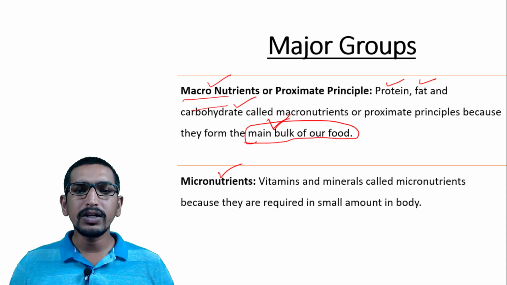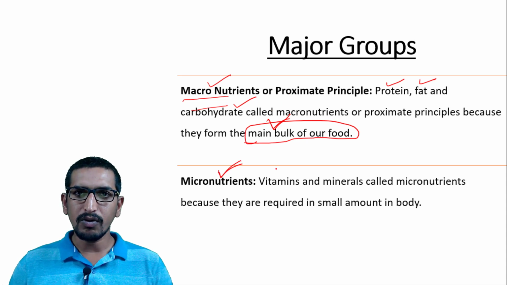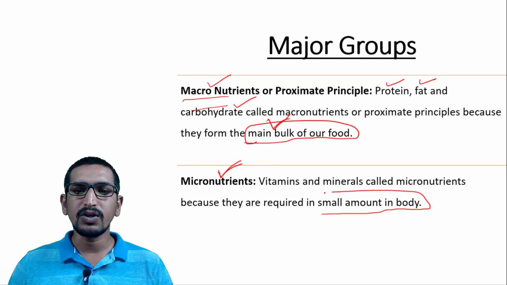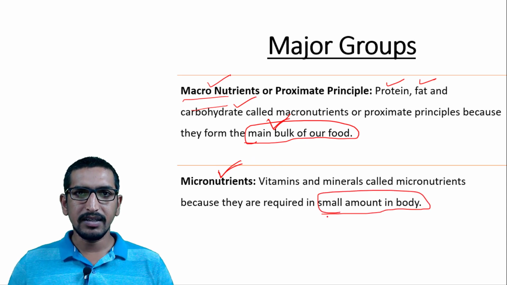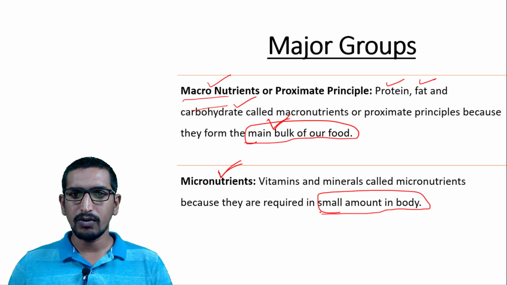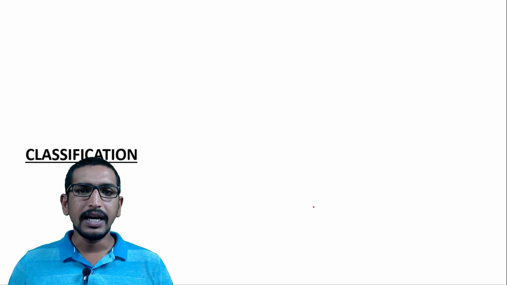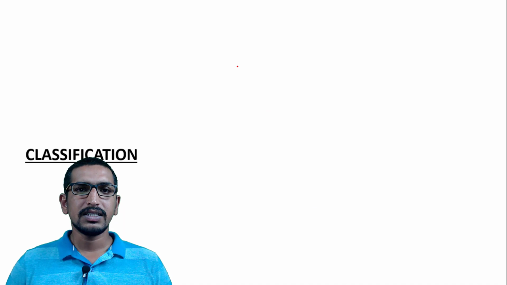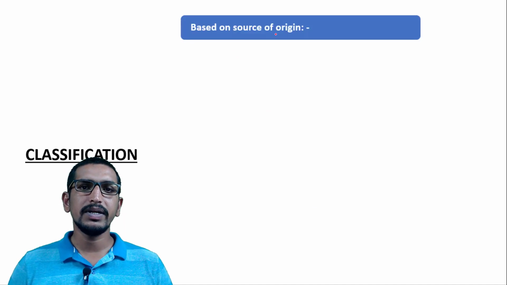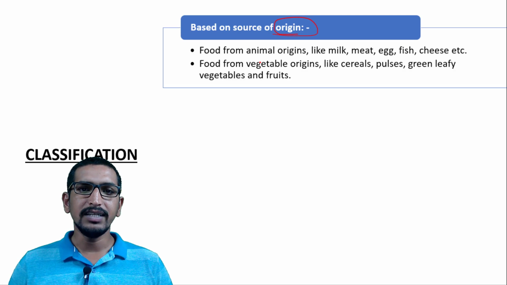And a micronutrient is nothing but a small quantity, means less required, a small amount of the nutrient or food we should take in the body. That is called a micronutrient. Macro means bulk quantity, micro means small quantity. And classification of the nutrient is divided into several types. In that, first based on the origin. Origin is of two types, animal origin and vegetable origin.